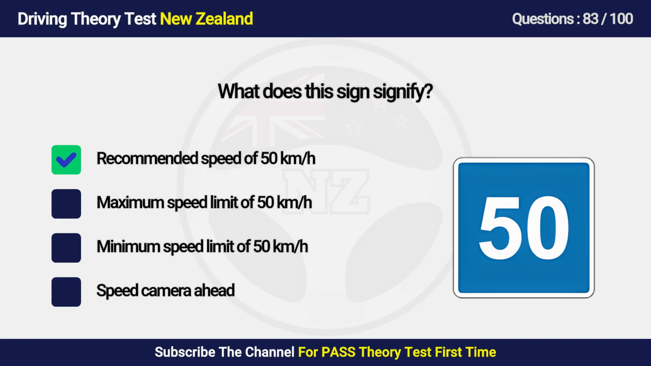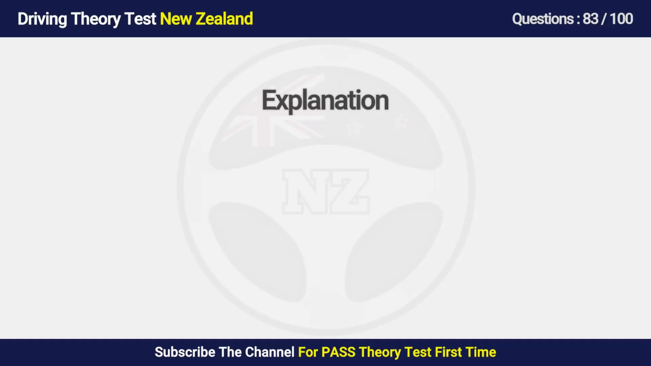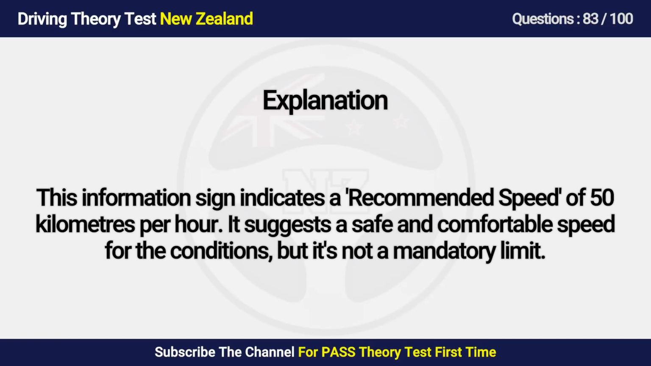Answer is A. Recommended speed of 50. This information sign indicates a recommended speed of 50 km per hour. It suggests a safe and comfortable speed for the conditions, but it's not a mandatory limit.